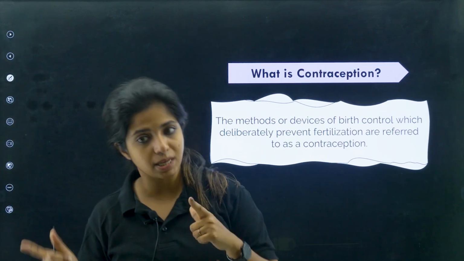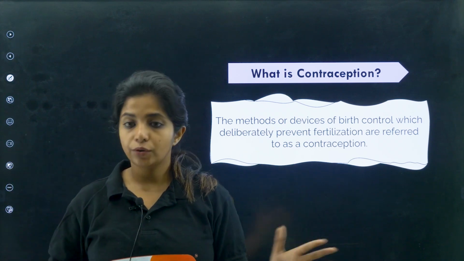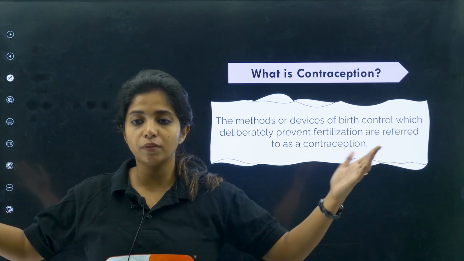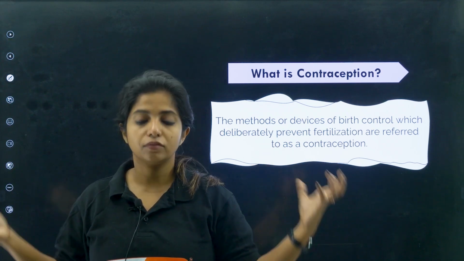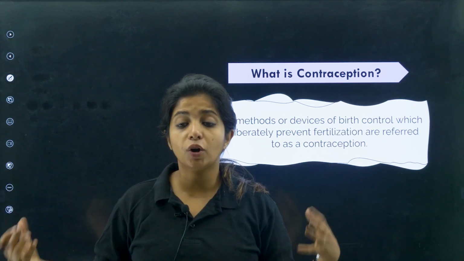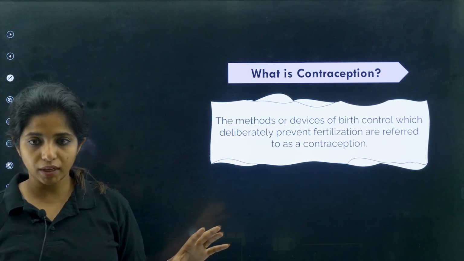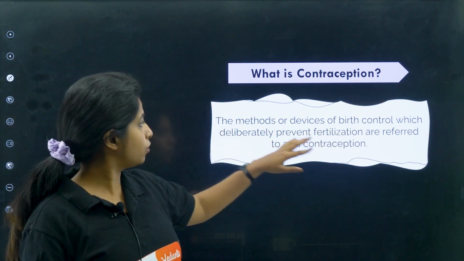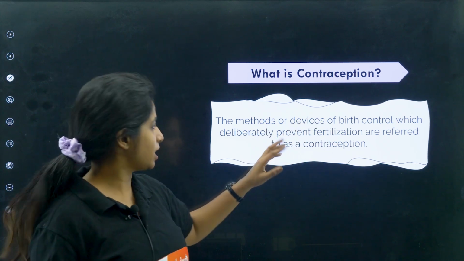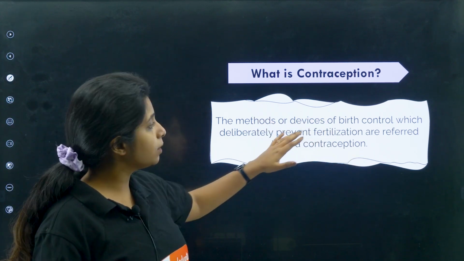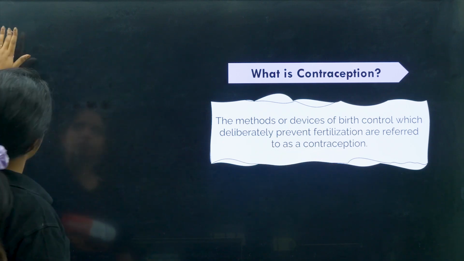And what do you mean by contraception? That is something different. Contraception is a method of birth control. You don't want babies, the population is increasing way too much, so you have to stop, basically not by avoiding sexual contact, but you should be starting to use what? Contraceptive methods, so that birth control can be achieved. Okay, so these methods are devices of birth control which deliberately prevent fertilization and come under the category of contraception.